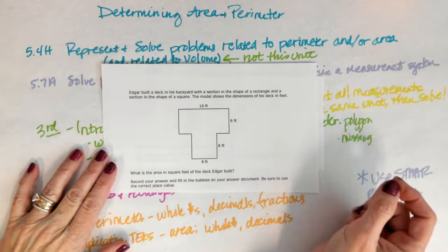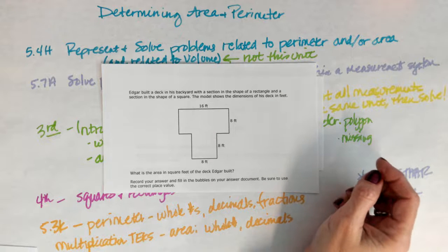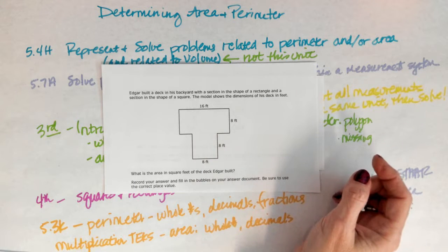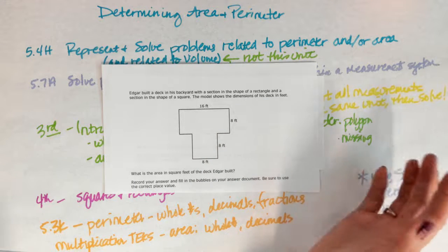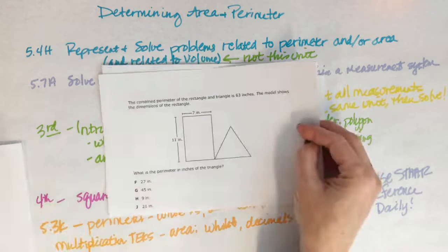This particular problem goes back to what students did in 3rd grade, where they are finding the area of a figure, but they have a composite. So they have to find the area of one part, then the area of another part, and in 3rd grade they call that finding the area of a composite figure. Three more to look at with you.